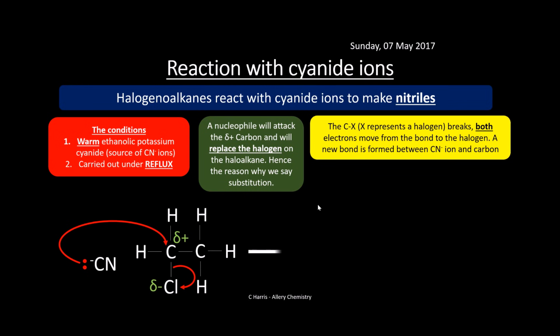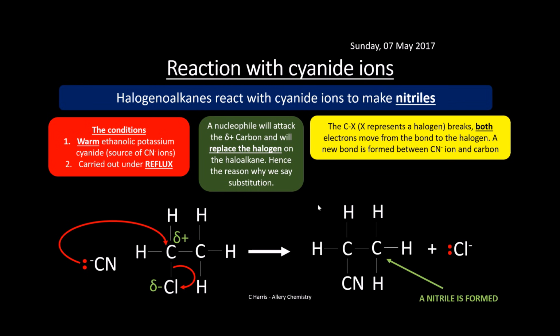There it is, and we form our product. There's our product, and this is called a nitrile. This one here: 1, 2, 3 carbons. Look, we've extended the carbon chain length. So this is propanenitrile.